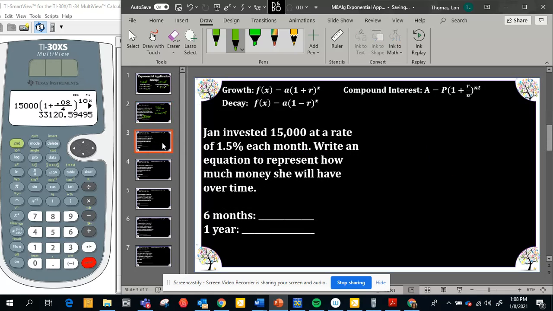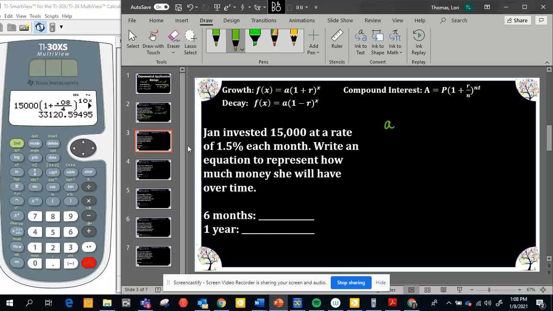Now let's go into another problem. This time it says Jan invested, again, $15,000 at a rate of 1.5% each month. Write an equation to represent how much she will have over time. So this is not compounded because our interest has not been compounded. We don't see that word. So we're going to use one of these equations. And since it's invested and it's going to grow, increase, okay, then we're going to use the 1 plus the R.